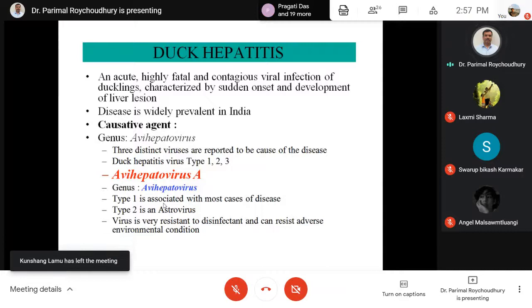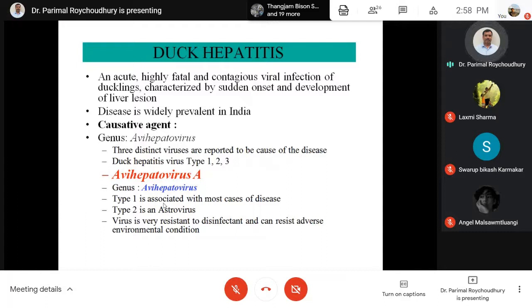Okay. Now coming to the second infection, hepatitis virus infection. This is recorded in many countries, initiated in the USA, and then subsequently disseminated in all duck rearing countries. In our country, the disease has been recorded, and it is one of the major causes of mortality. Basically it occurs in ducklings. As the age increases, the disease intensity reduces, and in adults it cannot cause any damage. However, in ducklings it can cause up to 95% mortality.